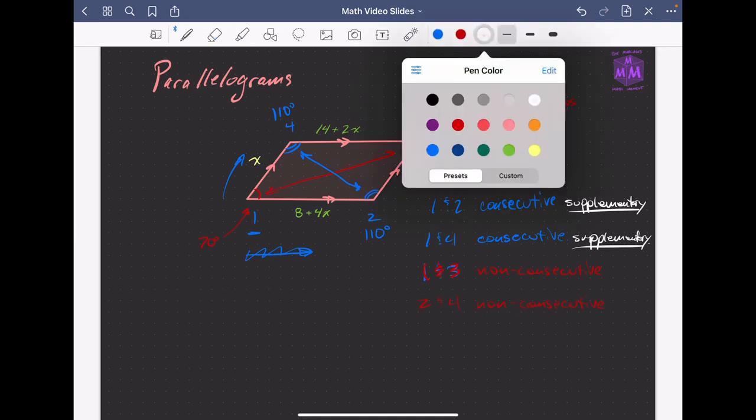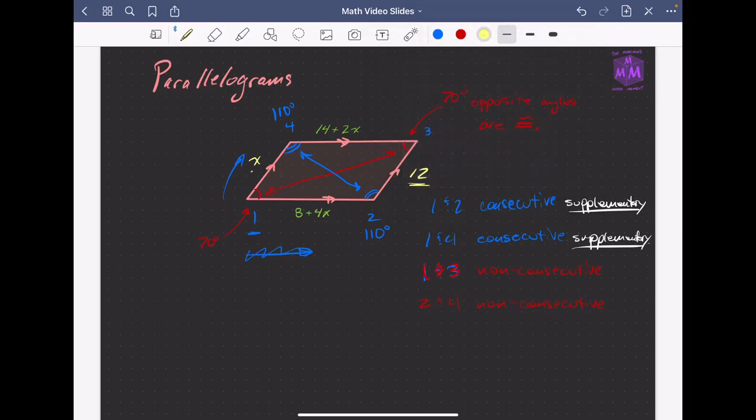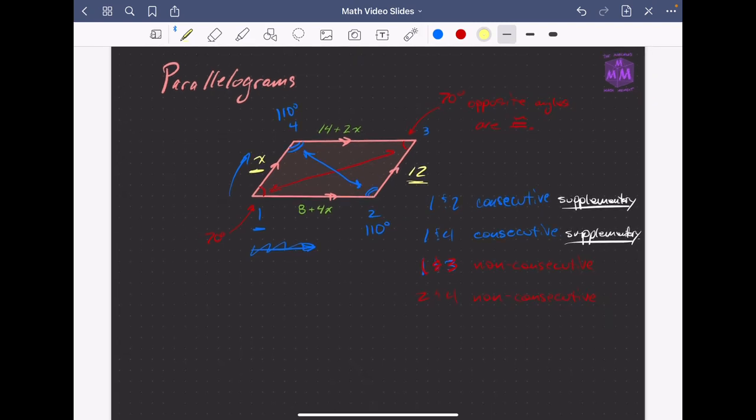There's something else going on with this parallelogram. I labeled this side 12 and this side is x. In a parallelogram, opposite sides are not only parallel, they are congruent. So if this side is 12, that means this side is also 12. Let's call it 12 feet. And I have 14 plus 2x and 8 plus 4x. These sides, if they are congruent and I want to find their measure, I can set up an equation and use algebra to solve.